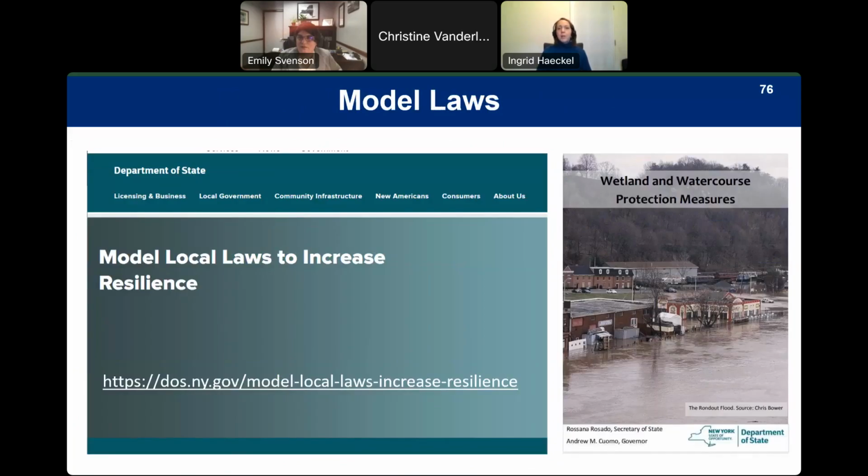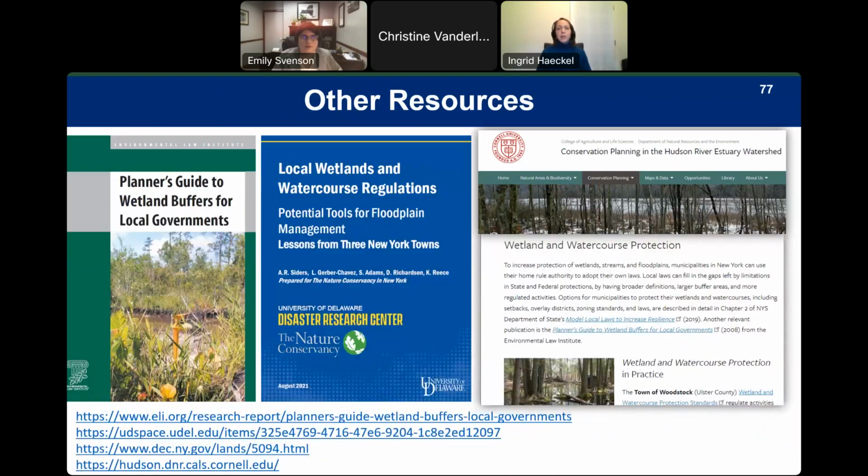Emily touched on the Department of State and DEC model local laws to increase resilience, and this includes a large chapter on wetland and watercourse protection measures with many examples from diverse New York communities, and that's available on the Department of State website. That's a great resource. And we wanted to throw in a couple of other publications that we think are useful, including the Planner's Guide to Wetland Buffers for local governments.